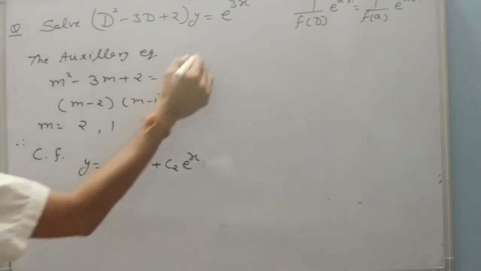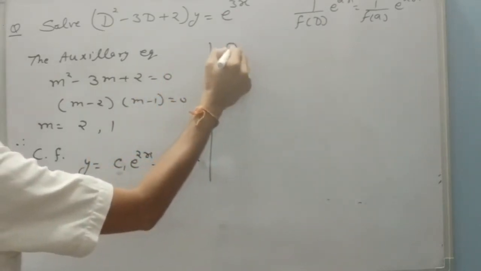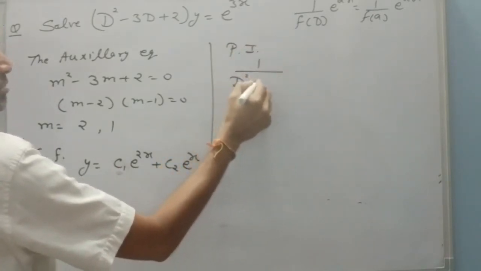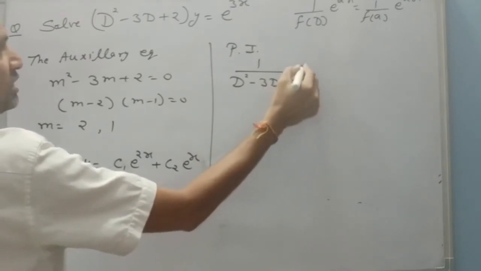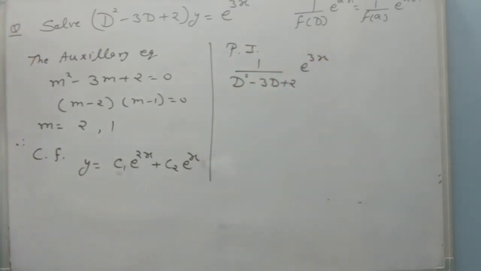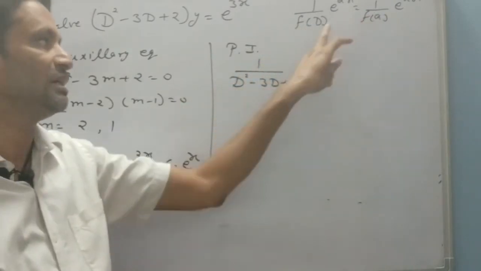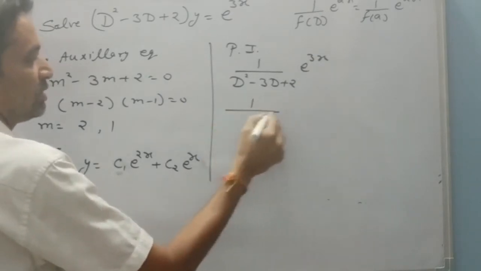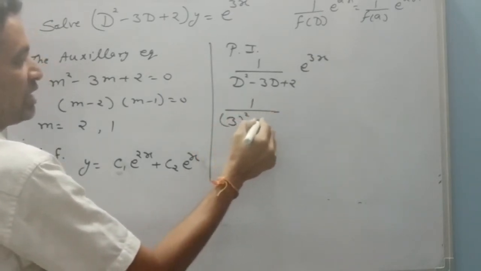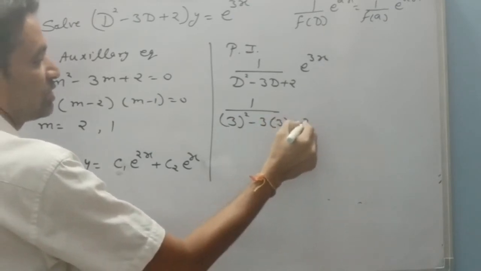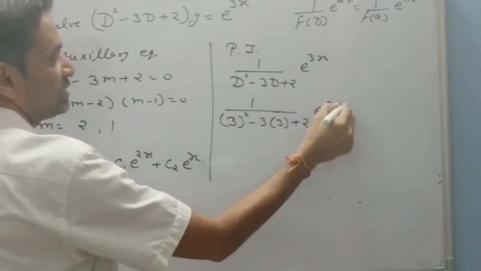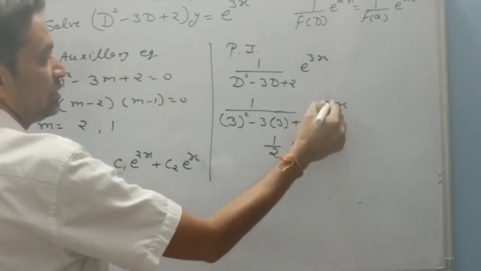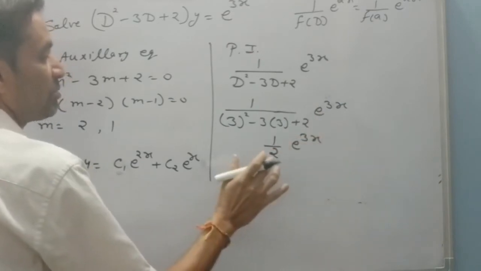Now for the PI, the particular integral, we have 1 upon D square minus 3D plus 2 of e to the power 3x. By applying this formula, we just replace D by a, the coefficient of x, which is 3. So it becomes 1 upon 3 square minus 3 into 3 plus 2, e to the power 3x, which is 1 by 2 e to the power 3x. This is our particular integral.